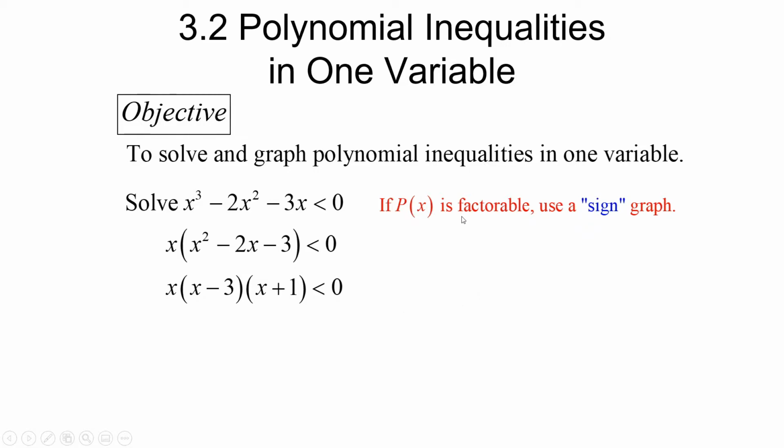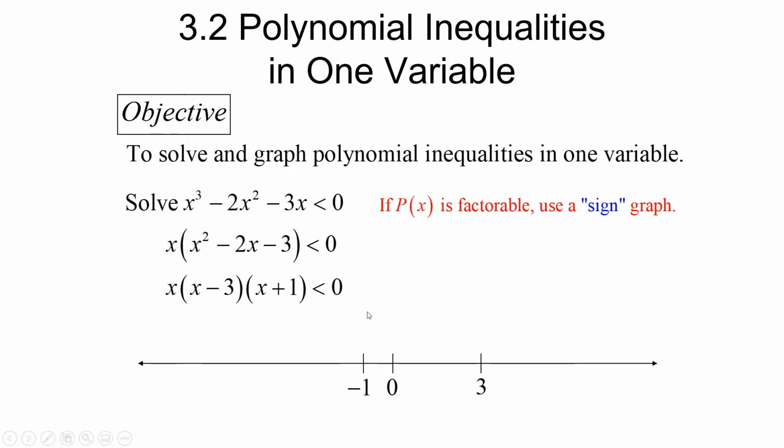If p of x is factorable, use a sign graph. That's just a number line. Now I'm going to use each factor to come up with my roots. My first factor is an x, meaning the root would be 0. That's where this polynomial would cross the x-axis if I graphed it. The next factor is x minus 3, so that's going to give me a root of 3. Let's put that over there. The final factor is x plus 1, giving me a root of negative 1. I'll put that right there.